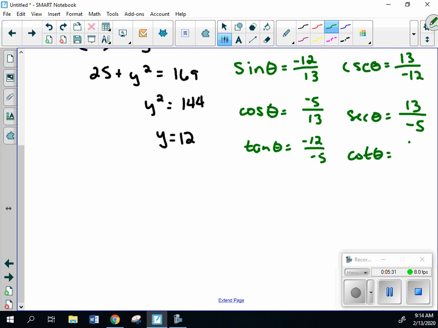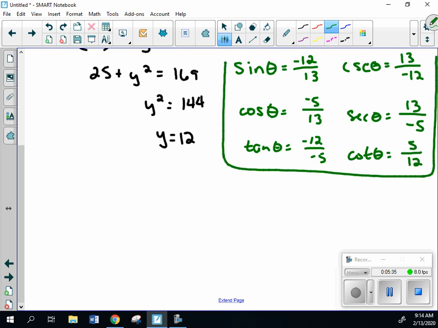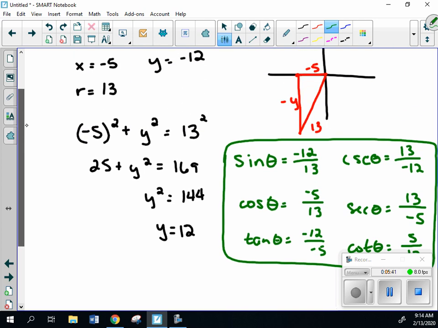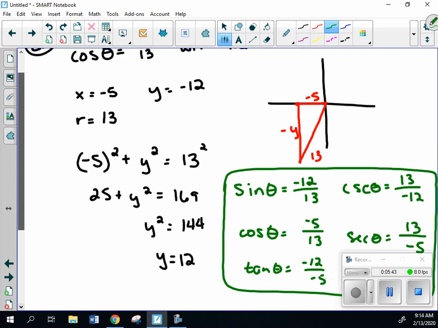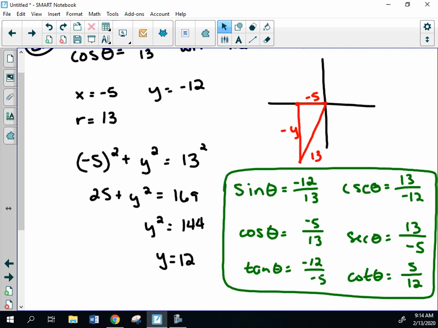Cotangent is going to be a positive 5 over 12. So I used a reference triangle based on my coordinate plane, and then from there I used the Pythagorean theorem and the x, y, and r formulas for my different trig information in order to solve my trig ratios.